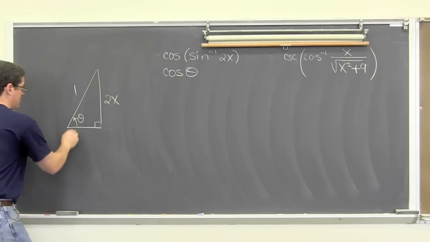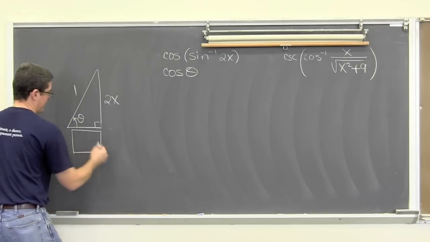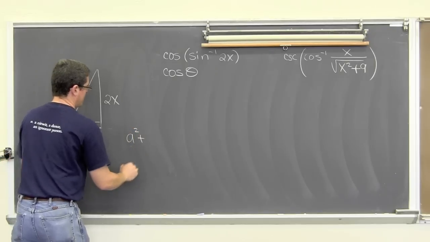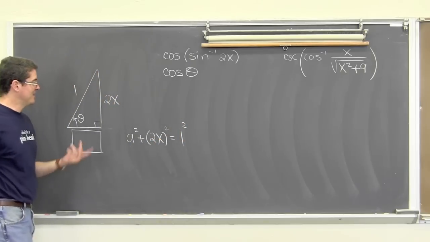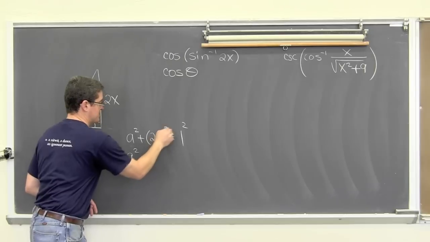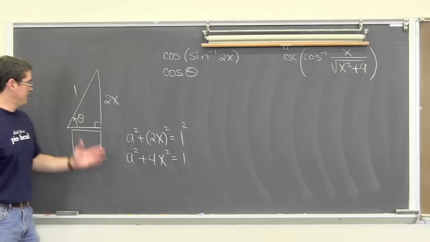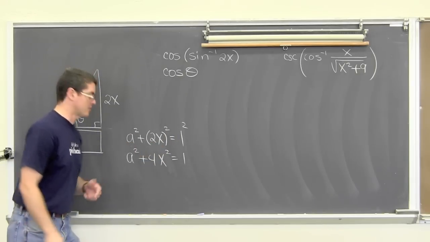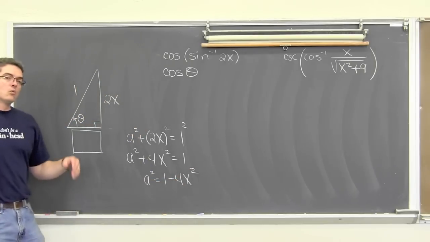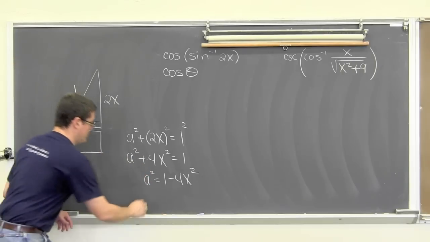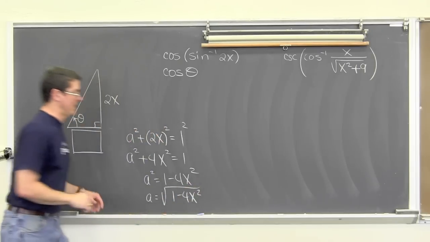And our missing side down here, this is very similar to our last example, is going to be, well, let's call that a, so I can call it something. A squared plus b squared equals c squared. So we have a squared plus 2 squared is 4, x squared equals 1. We're trying to find out what a is, this adjacent side, so we're going to move the 4x squared over with subtraction. A squared equals 1 minus 4x squared. We're going to get the power of 2 away from a by square rooting, and a is equal to the square root of 1 minus 4x squared.